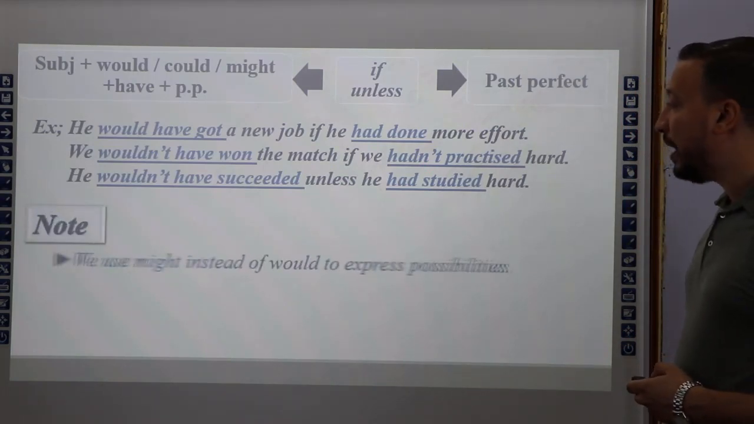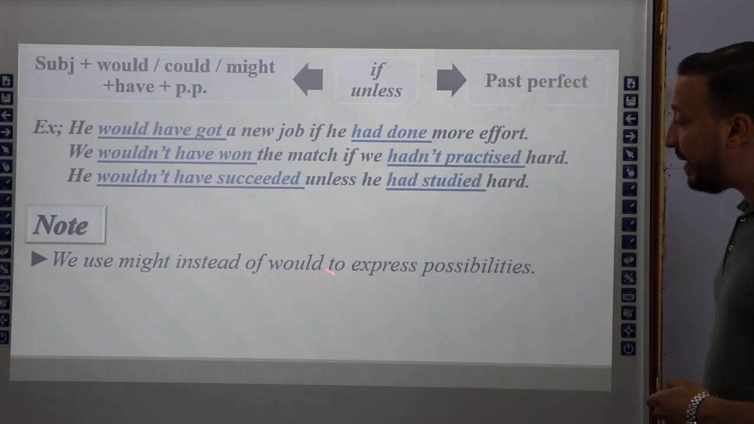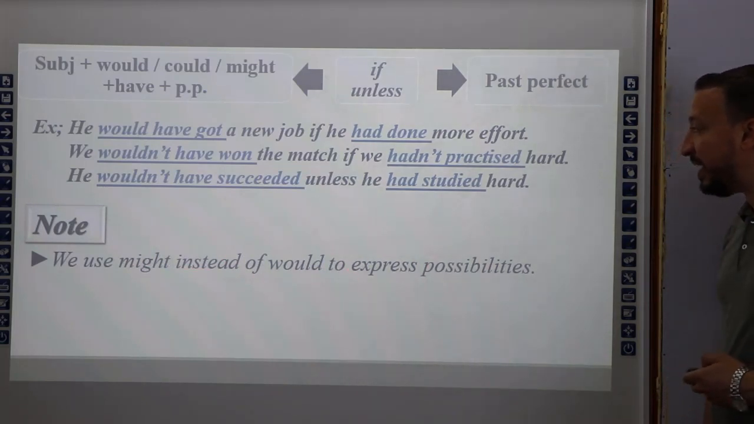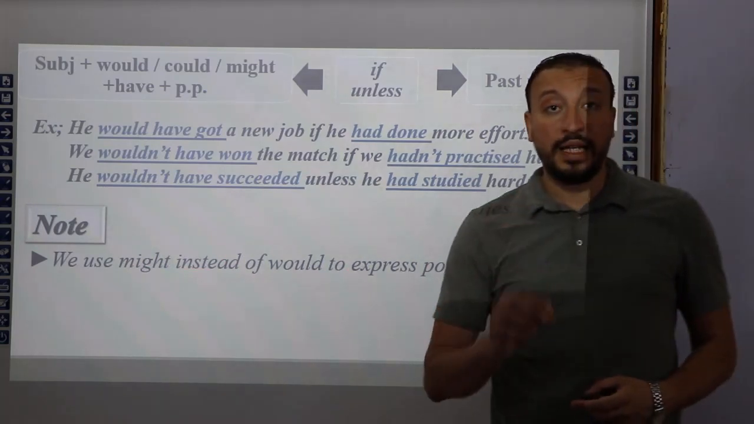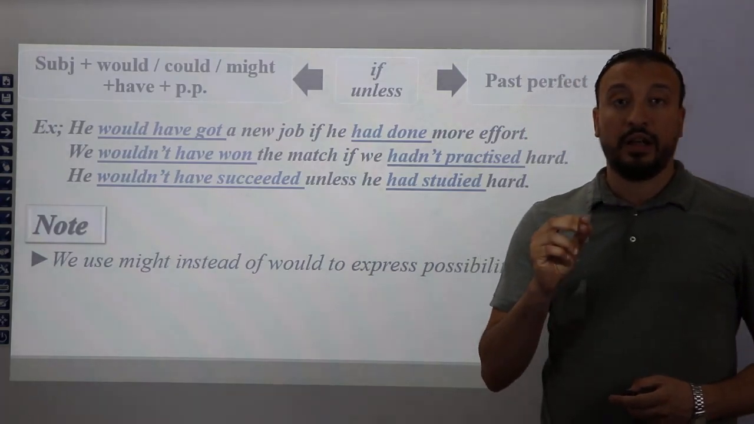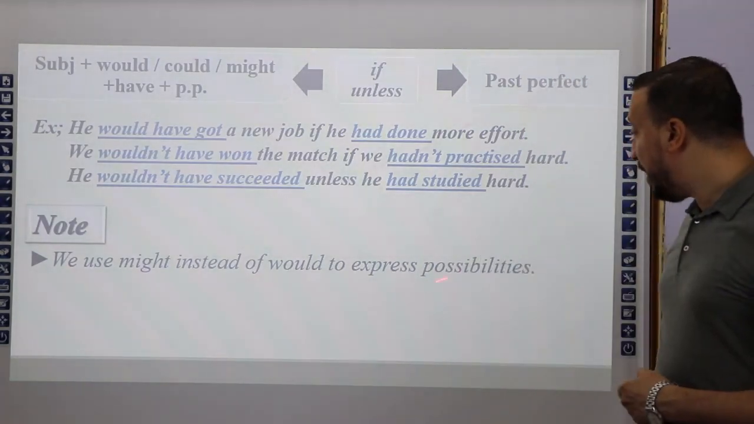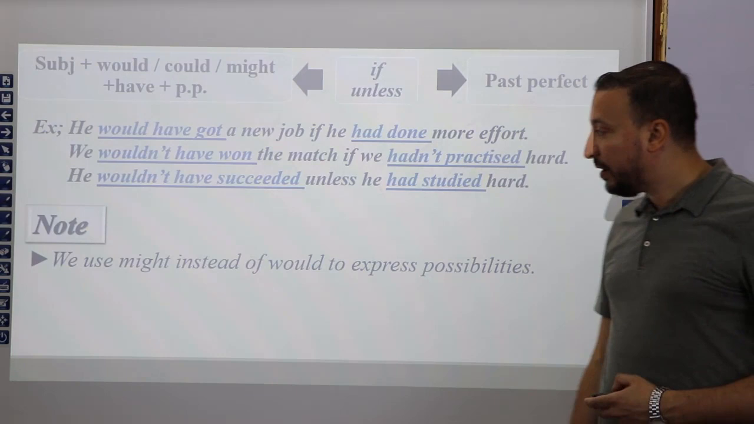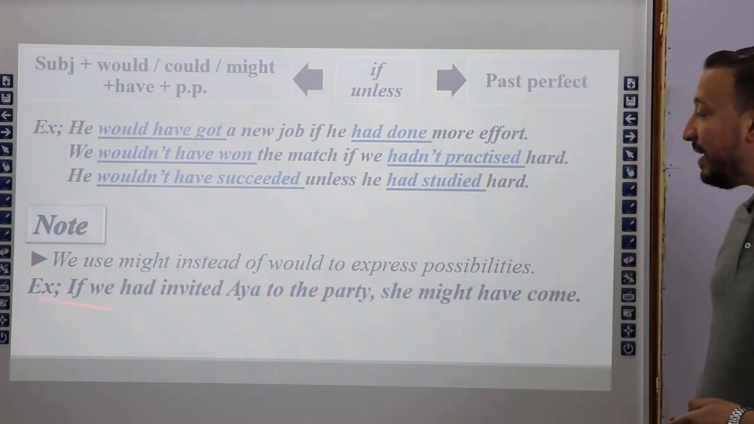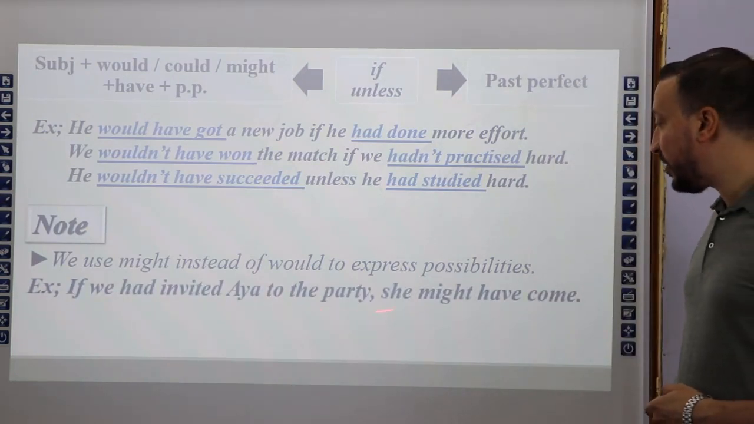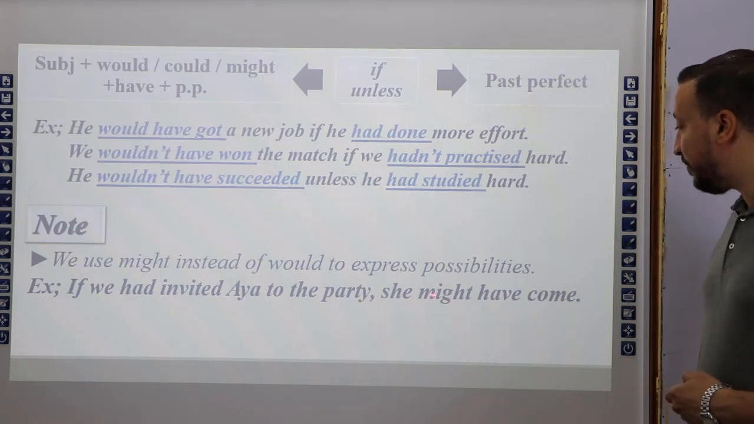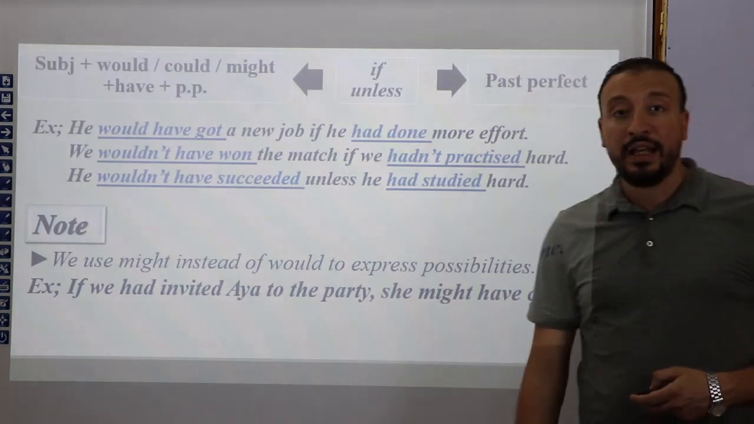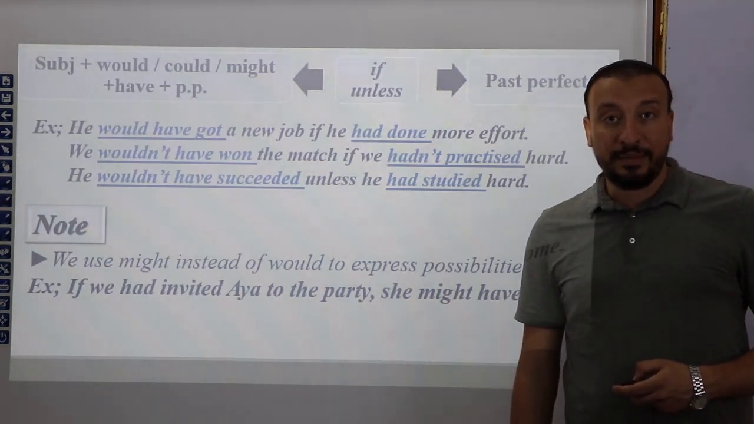Note: we use might instead of would to express possibility. Like, if we had invited Aya to the party, she might have come. Might have come. So here it's possibility.